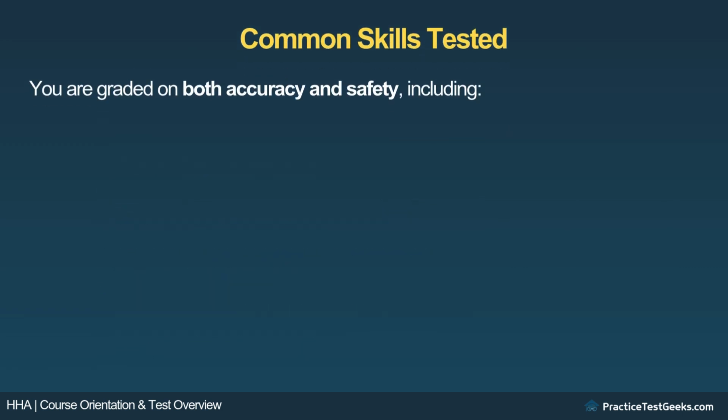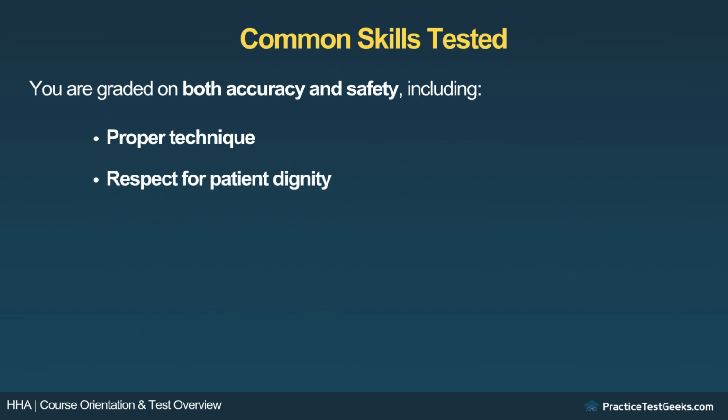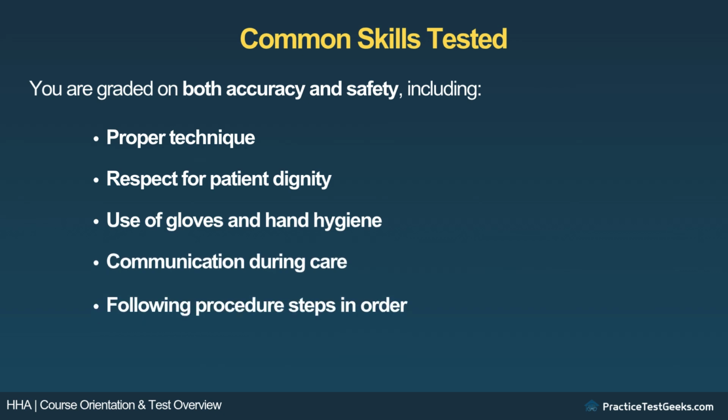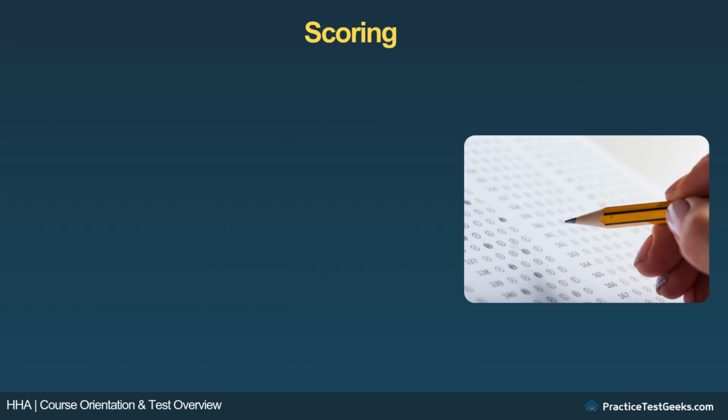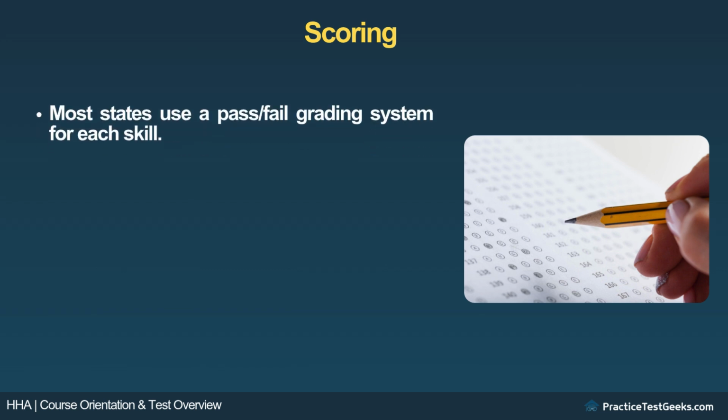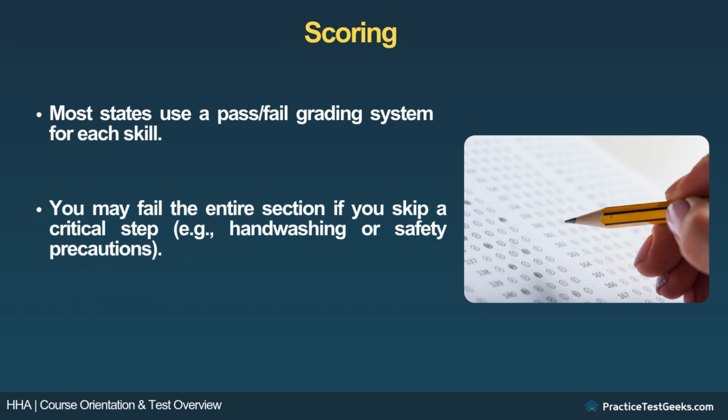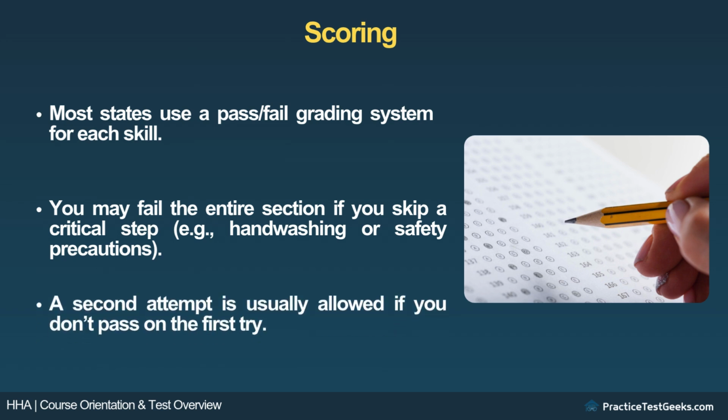You are graded on both accuracy and safety, including proper technique, respect for patient dignity, use of gloves and hand hygiene, communication during care, and following procedure steps in order. Now let's talk about how your skills evaluation is scored. Most states use a pass/fail grading system for each skill. You may fail the entire section if you skip a critical step, e.g. hand washing or safety precautions. A second attempt is usually allowed if you don't pass on the first try.